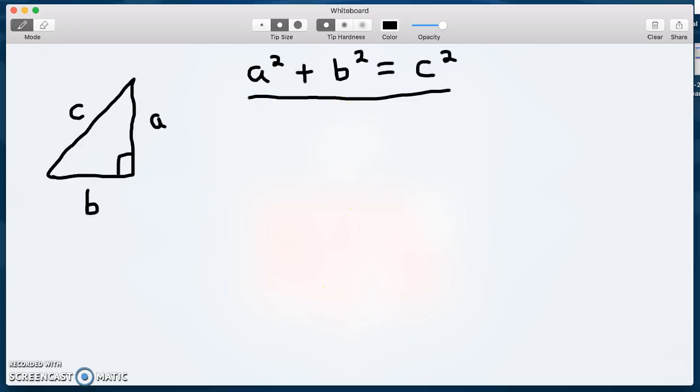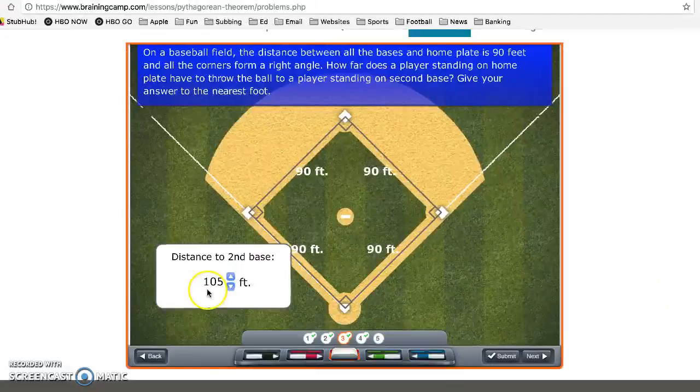So now let's do some practice problems. On a baseball field, the distance between all the bases and home plate is 90 feet, and all the corners form a right angle. How far does a player standing on home plate have to throw the ball to a player standing on second base? Give your answer to the nearest foot.